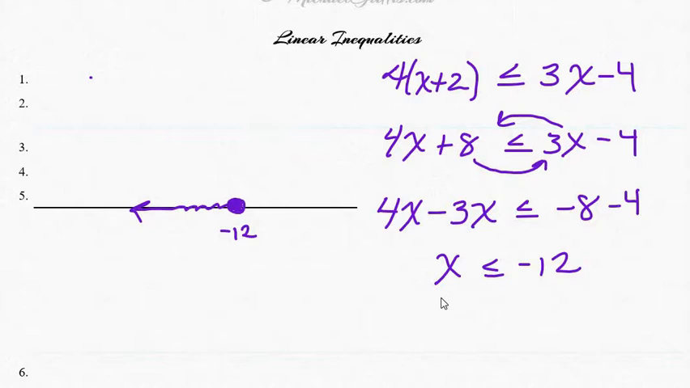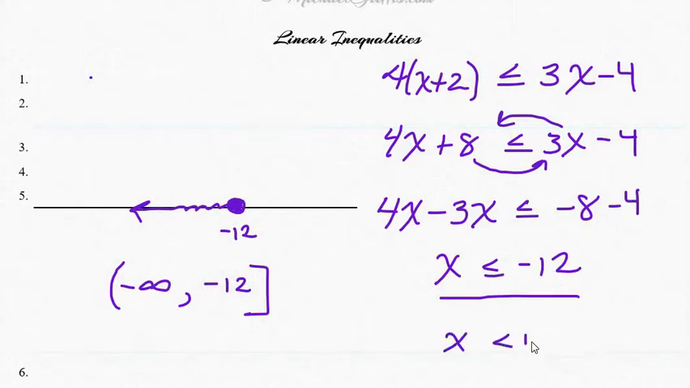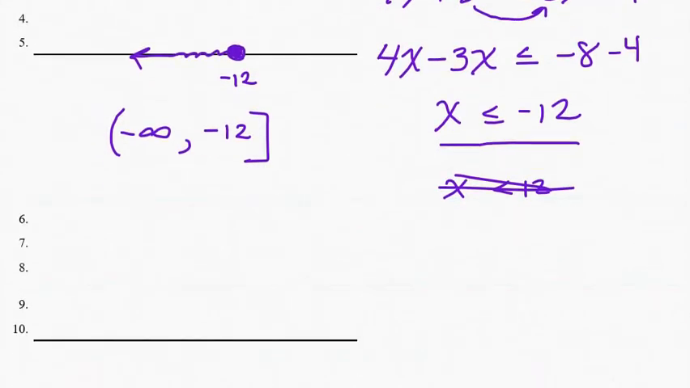So this is one way to write it. However, I'm going to write it in interval notation because we're going off to negative infinity. We're using a bracket because we include negative 12. If it was like this, then we would use a parenthesis. But it's not. Let's take a look at another one.